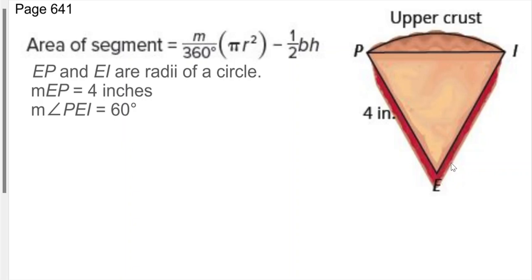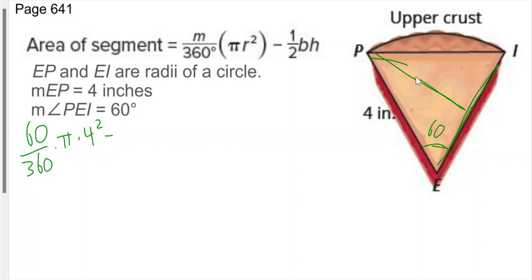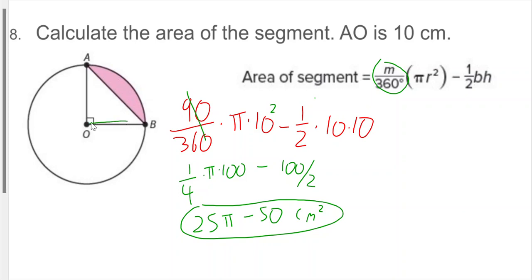This one's a little different because the central angle is not 90, it is 60. But not so hard. I'm going to take 60 over 360 times pi times r, which is 4 squared, minus 1/2 base times height. Now, here's the problem. If this is my base, my height is going to be this measurement, not this measurement. It worked well for base times height on the last one because this was base and this was height.